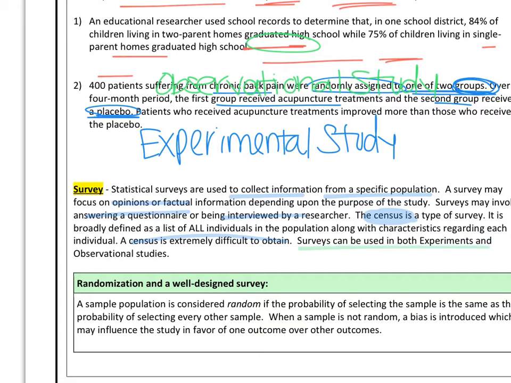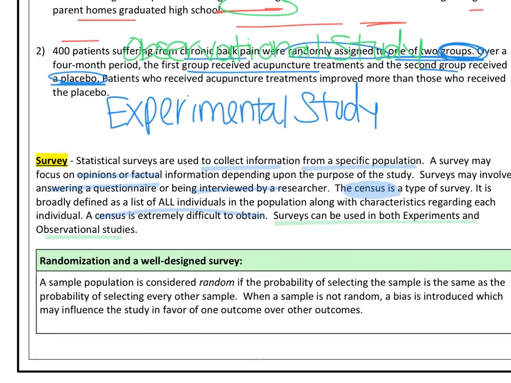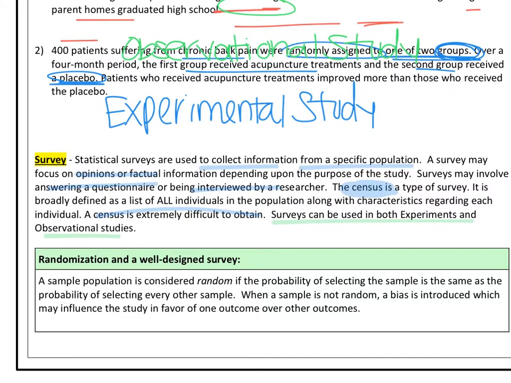Surveys can be used in both experimental and observational studies. And this is super important in this next part here. It says that a sample population is considered random if the probability of selecting a sample is the same as, so equal to, the probability of selecting every other sample. When a sample is not random, a bias is introduced, which may influence the study in favor of one outcome or another outcome.